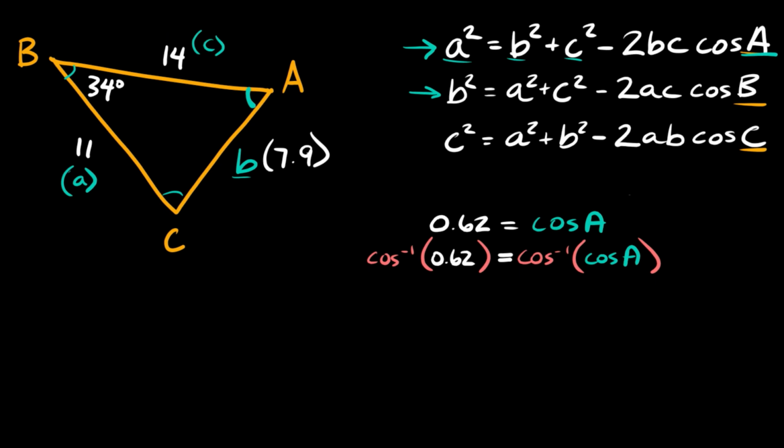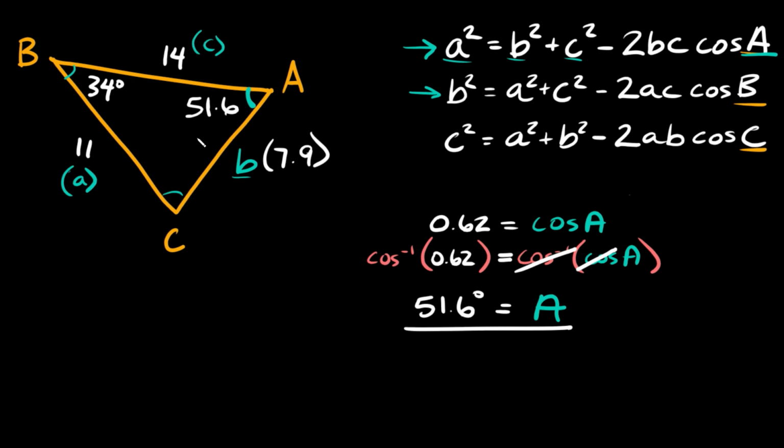Boom. All right. Now what happens here, the inverse cosine and the regular cosine cancel each other out. So all we're left with is angle A. So we get that angle A is equal to the inverse cosine of 0.62, which is about 51.6 degrees. All right, cool. So now we know what angle A is, 51.6. Now, the last thing we have to do is solve for angle C.